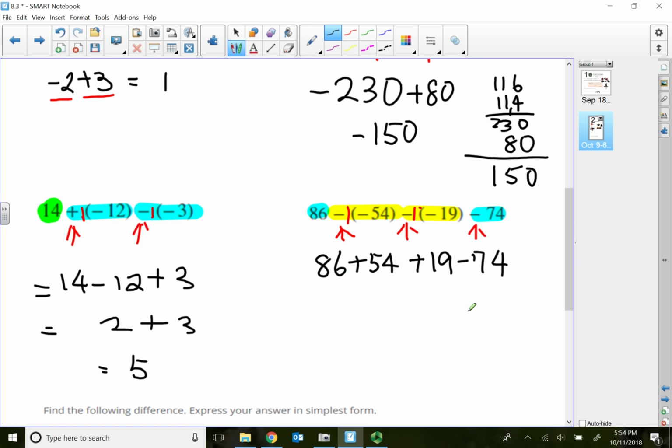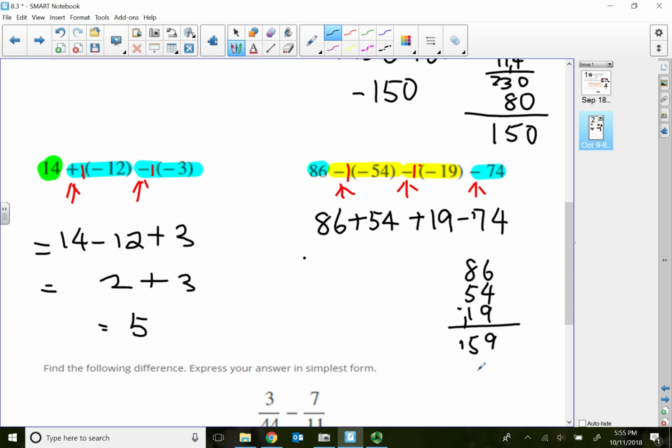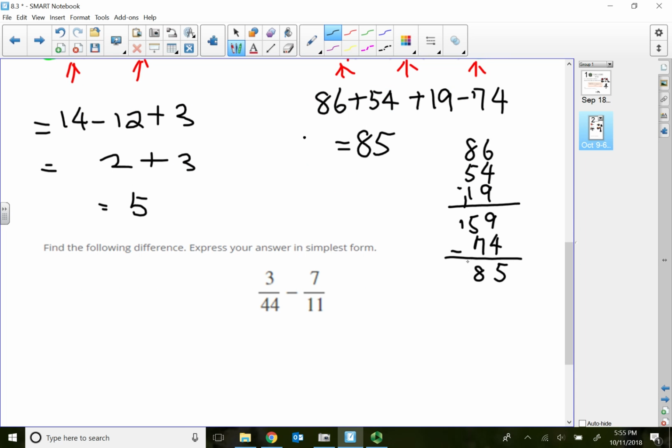So these first three terms, let's add them up. I'm going to put 19 right here. I'm going to add up 10 plus 9 is 19, 8, 9, 10 plus 5 is 15. So that's 159. And now I'm going to minus my 74 here. You can go ahead and write it down while this continues to load. So 9 minus 4 is 5. 15 minus 7 is 8. So my final answer, positive 85. Okay, 159 minus 74 is 85.